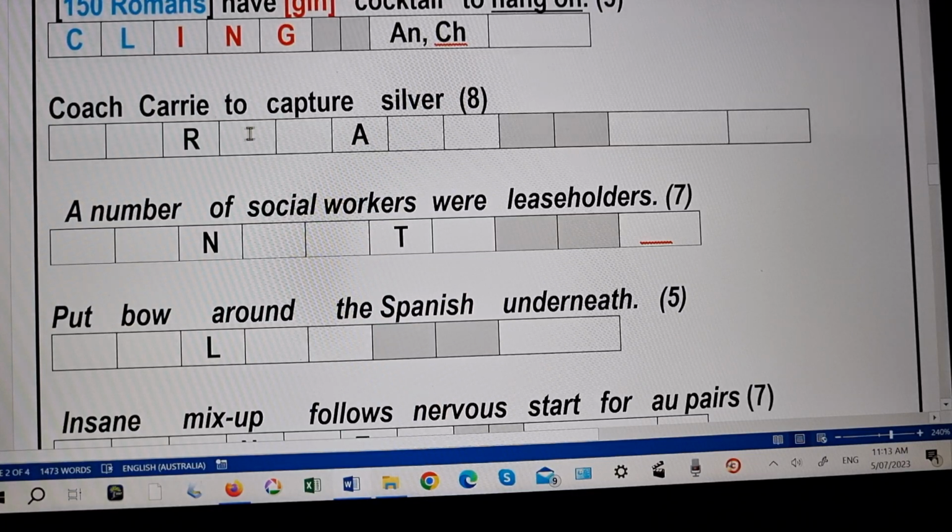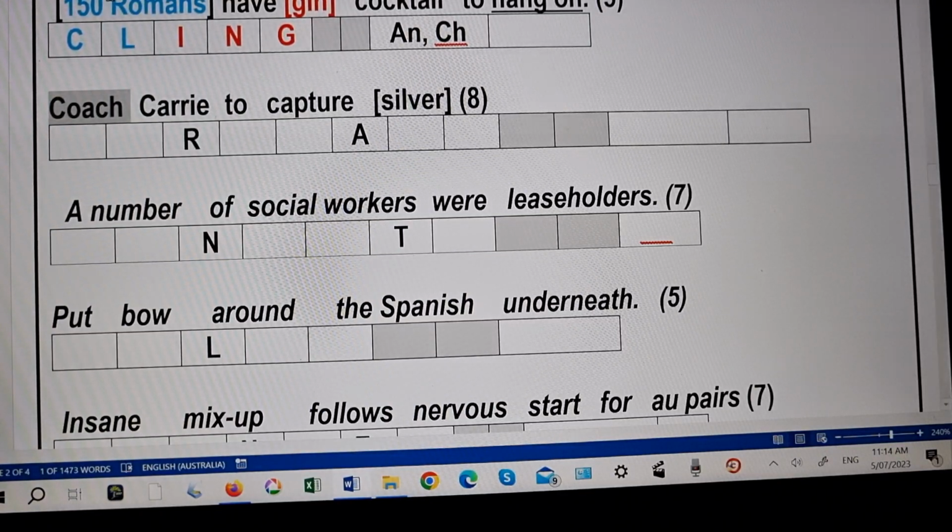"Coach carry to capture silver." When I see a personal name, Carry, I know it's usually going to be a fodder. Coach, carry. Anyway, to capture silver, silver abbreviates to AG. I reckon that's going to be a fodder. AG. So, let's see. Coach. That means the key could be up here. Coach. Have a go at that for the key.